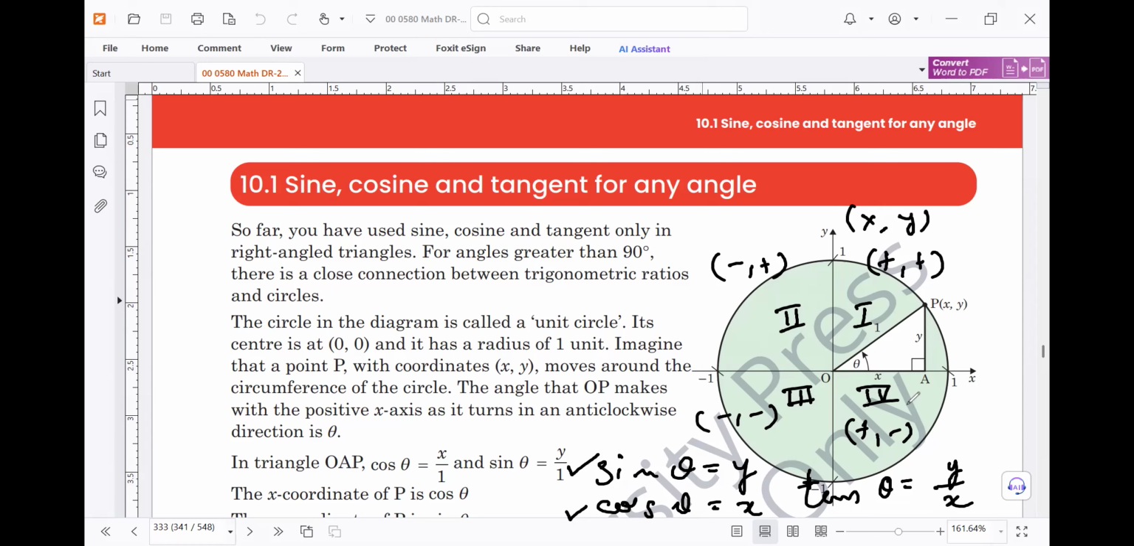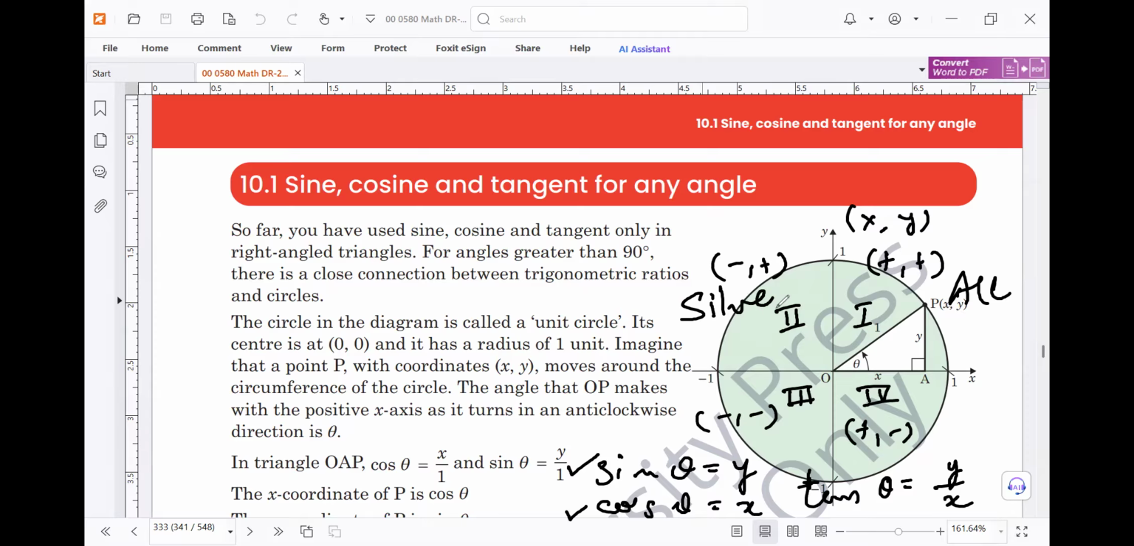So here x is positive, y is positive, and since tan depends on x and y, it is a ratio or division between x and y. Positive divided by positive gives a positive number, right? So here all are positive. In the second quadrant, sin is positive, cos is negative, and tan is negative, because positive divided by negative is negative.